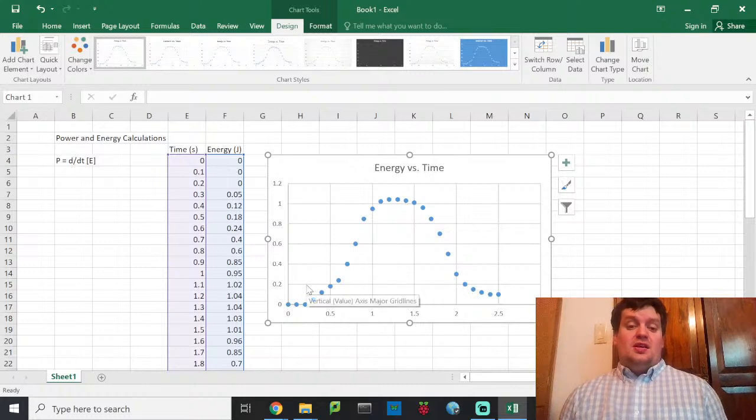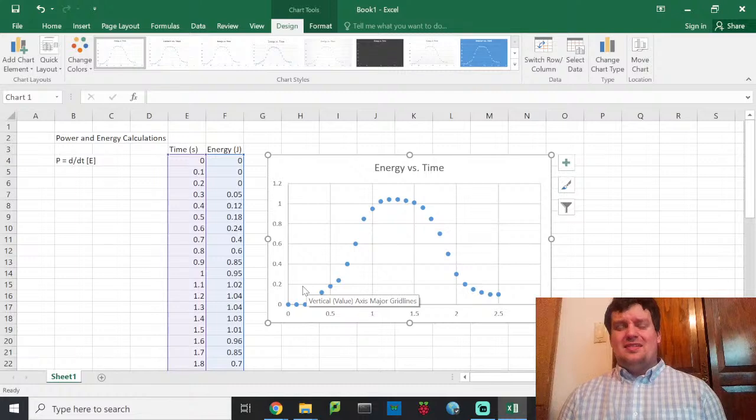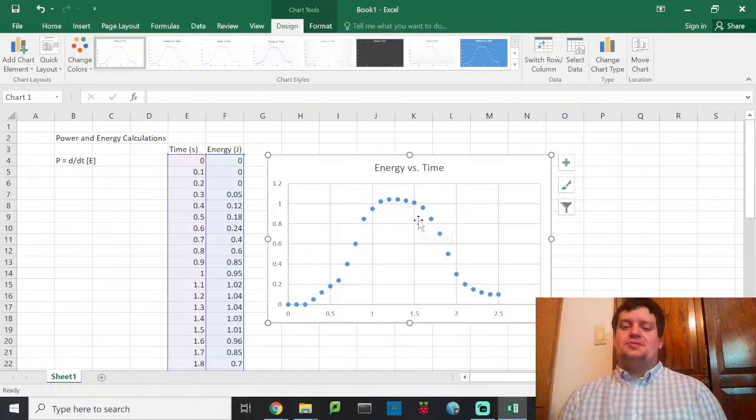Now this could be the amount of heat that's in something, this could be the amount of light. This could be just the amount of magnetic energy that's in this. Who knows? This is just some value of energy.